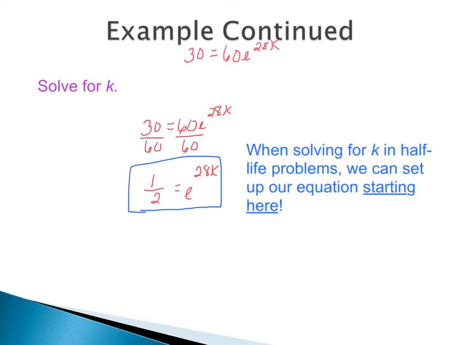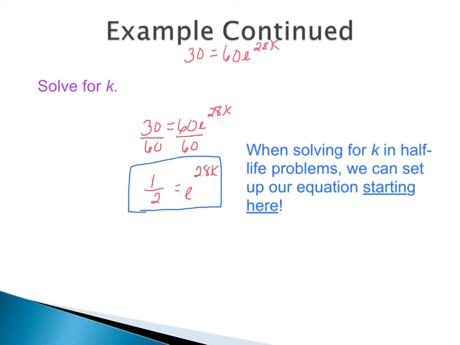Because we're saying that we have half of whatever the original amount was is going to equal e to your half-life time, the number of years it takes to get half of your amount, times your k, which is what we're trying to find, the rate of decay. So it's okay that we actually could have started here as long as you understand where it comes from.